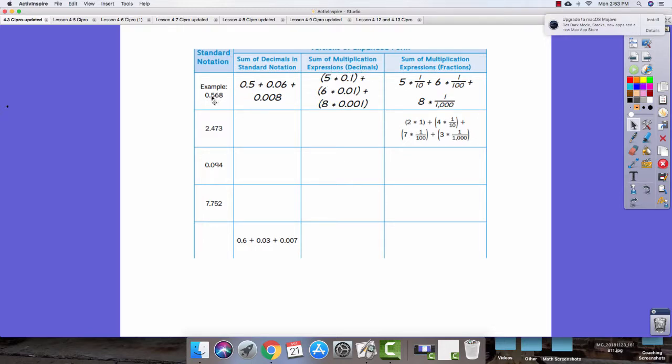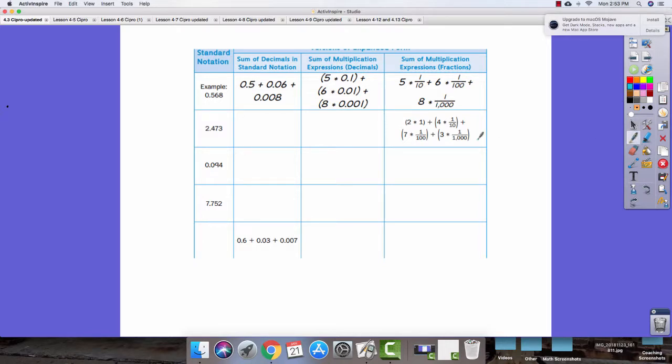I could write it as a sum of multiplication expression using decimals. So I could just take that digit 5 and multiply by 1/10. 5 times 1/10 is 5 tenths. 6 times 100th. So 6 times 100th is 6 hundredths. 8 times 1,000th. Or I can use that same thing, except instead of writing it in decimal notation, I can take the decimals and write it as a fraction. So 5 times 1/10 plus 6 times 100th plus 8 times 1,000th.